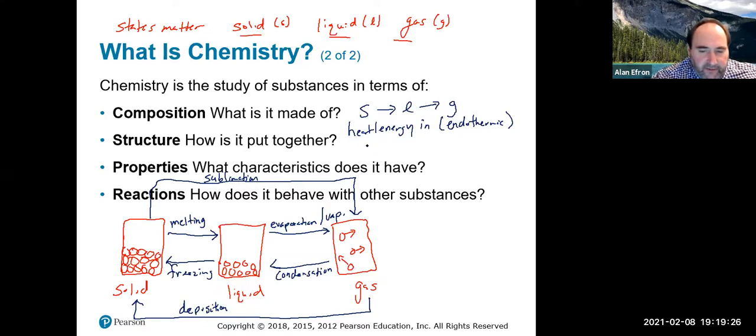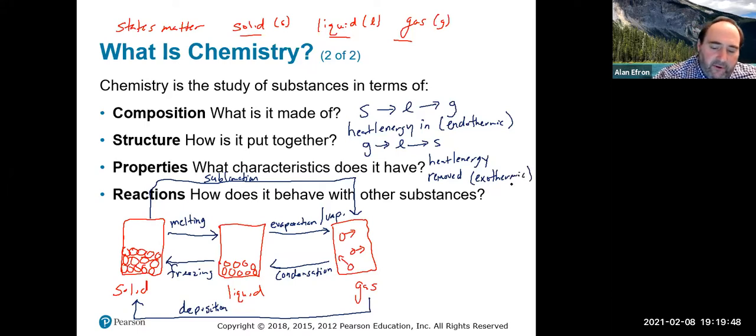Opposite is true if we go from gas back to liquid, back to solid. When we do that, that's basically when heat and energy needs to be removed. And that is what is sometimes referred to as being exothermic. Exothermic is when we remove heat and energy.